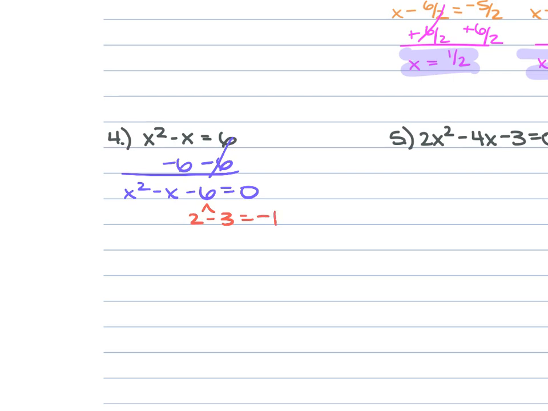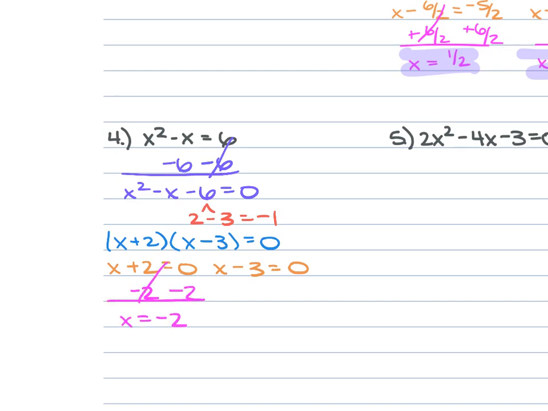So I'm going to factor this one also to have x plus 2 times x minus 3 is equal to 0. I set both of these parentheses equal to 0, and I solve. So I'm going to subtract the 2 from each side to get x is equal to negative 2, and add the 3 to each side to get x is equal to 3.